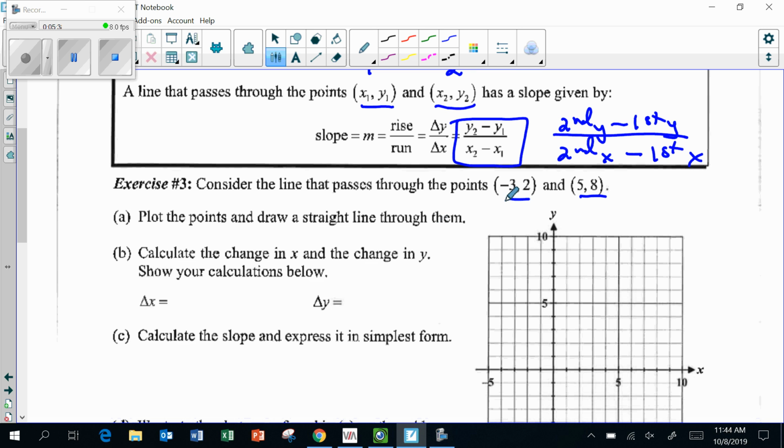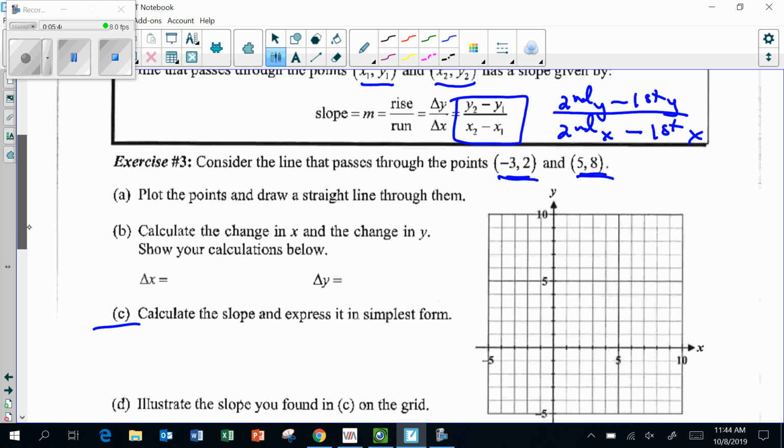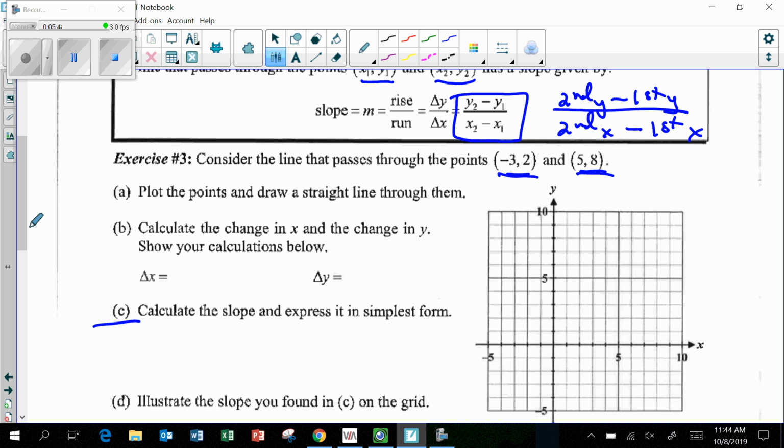All right, that's not where I want the focus of this lesson to be, because I know you can plot 2 points and put the line through. What I want to focus on is calculating the slope using the formula. Now, here's the thing. If you're going to use this formula, you have to remember it. Okay, it's not something that's provided.